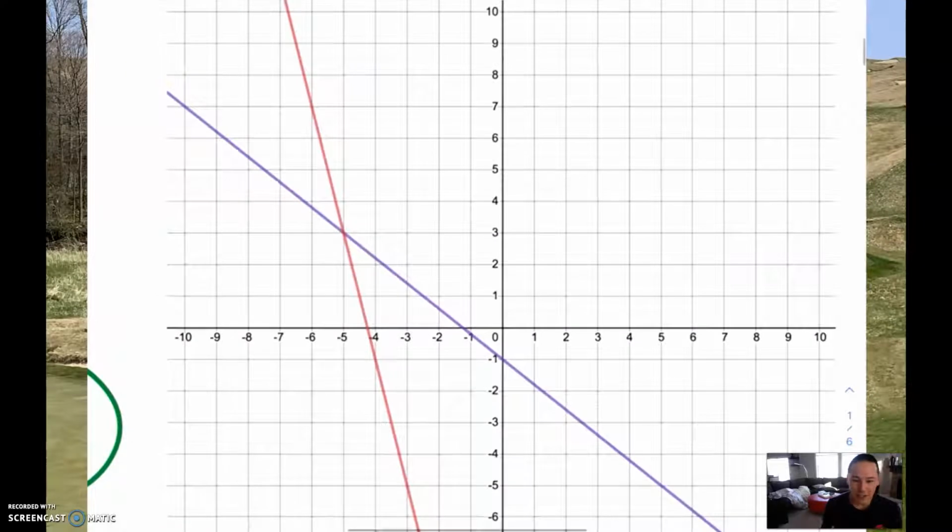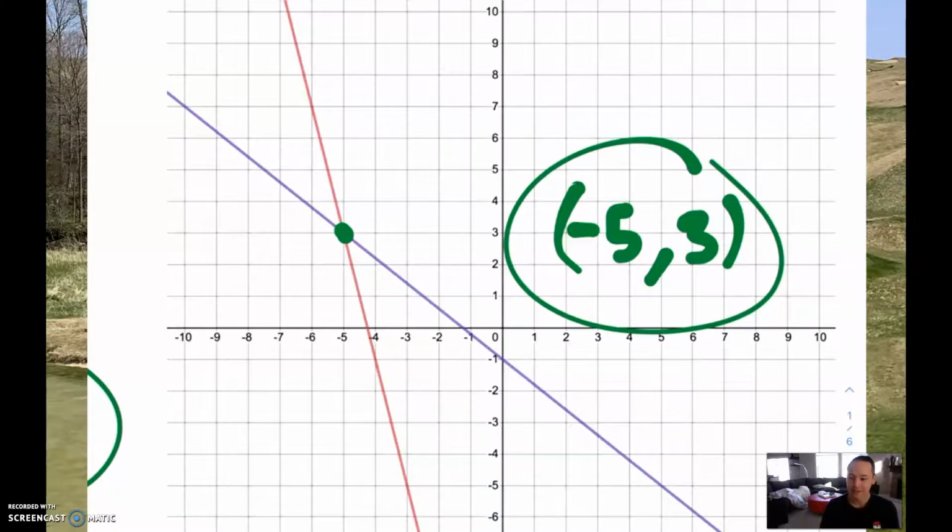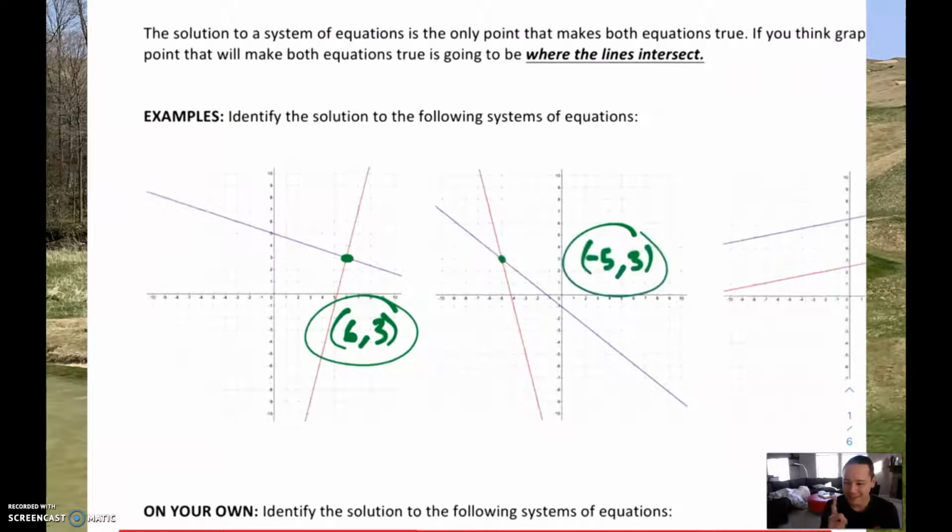We've got this red line, we've got the purple line, and eventually they do cross right there. So all you have to do is list that coordinate. That coordinate would be -5, 3. And there's our answer. I bet you're liking this unit so far. Don't worry, it won't always be this easy.